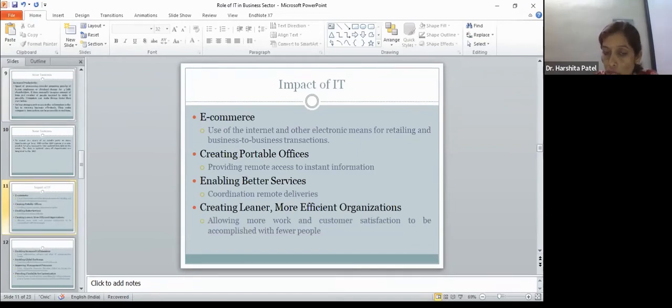We'll talk about e-commerce here: the use of the internet and other electronic means for retailing and business-to-business transactions. Creating portable offices, not at one place itself, providing remote access to instant information. You need not go there; you can access it through the internet. Enabling better services by coordinating remote deliveries, and here you can use simple examples of online deliveries. Creating leaner, more efficient organizations, allowing more work and customer satisfaction to be accomplished with fewer people.